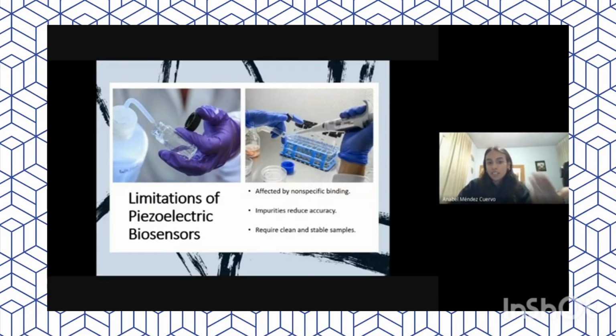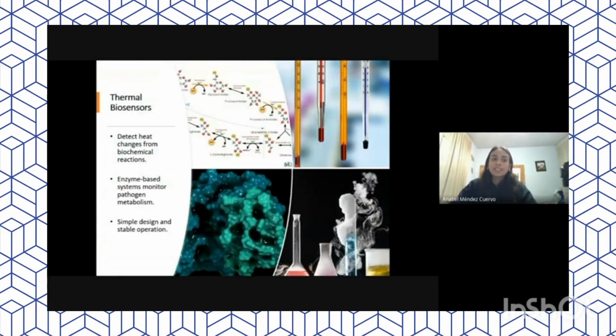The last biosensor that we are going to analyze is the thermal biosensor. This type of biosensor detects heat changes produced during biochemical reactions. Many are enzyme-based and monitor the metabolic activity of pathogens. They have a simple design and stable operation, although they tend to be less sensitive than other biosensor types.